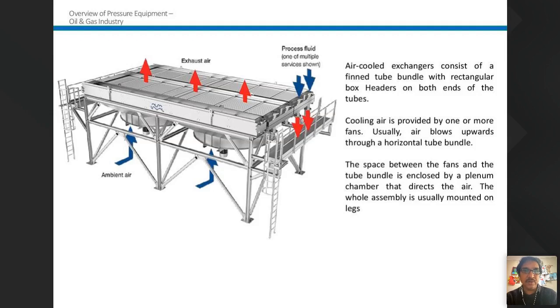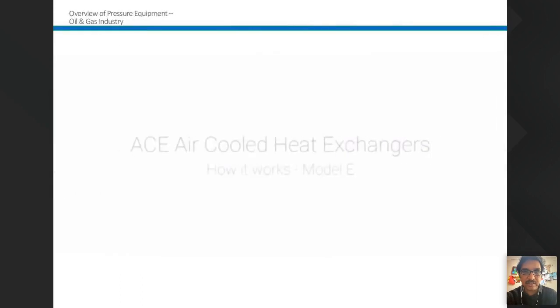They're connected to a rectangular box. The process fluid enters the rectangular box at the top and flows through the tube to the end, which is shown in blue color, and then takes a U-turn and comes back down in the red color. The cooling is done by atmospheric air, which is pushed up through the fans. You can see the blue arrows, ambient air going inside. There are big fans that suck air and push it over the bundle, thereby doing a heat transfer. I have a video too, but I'm not sure whether this is playing.